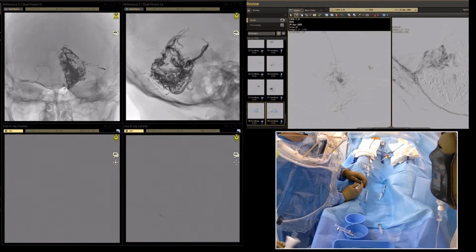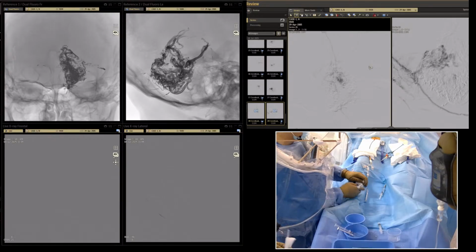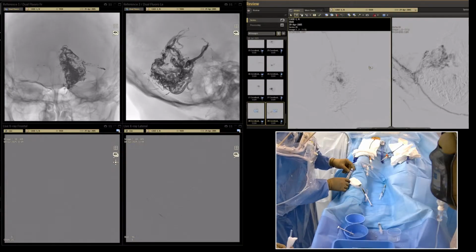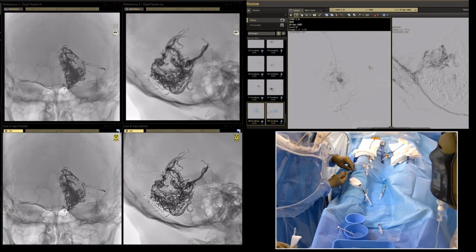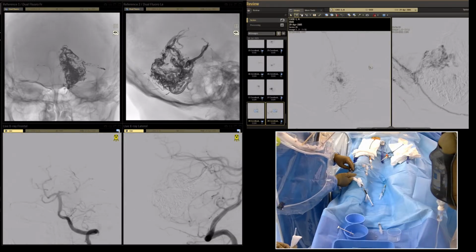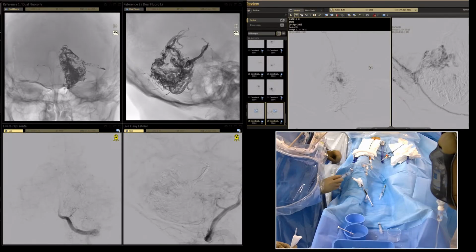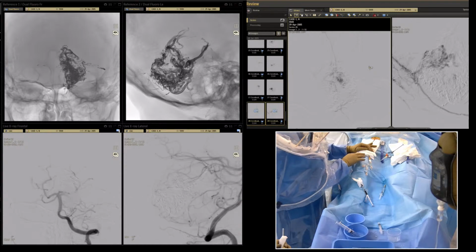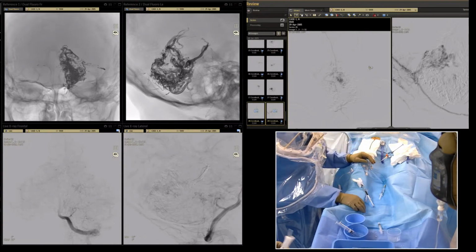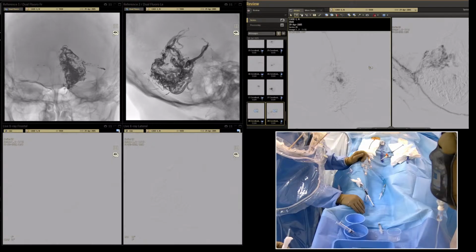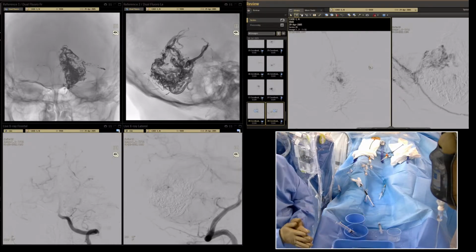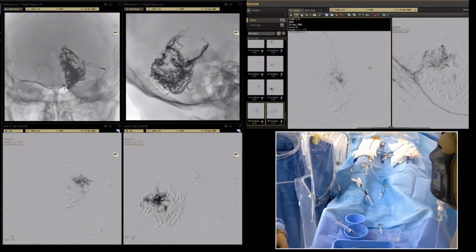Okay. We have time. We don't rush. And now we isolated the AVM. Let's check it. Yes, it could be better to place the second microcatheter, the microcatheter number 4 in the PICA, but okay. Well, we have time. We can analyze the angio.